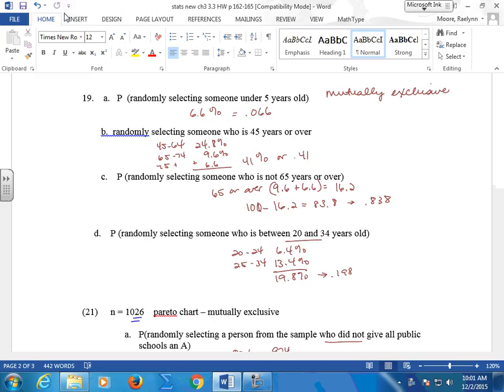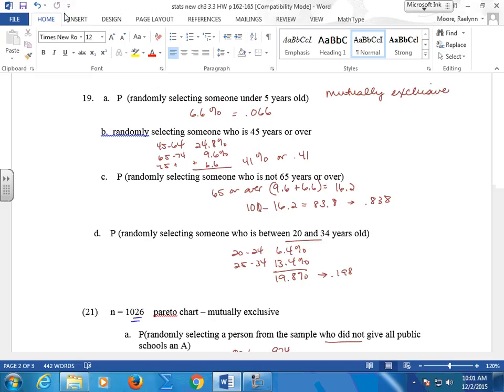It's what I'm saying. Mutually exclusive meaning if you're in the 5 and younger, you can't be in the 5 to 14. Under 5, you can't be in the 5 to 14. If you're older, wherever they fall, everything was mutually exclusive. So under 5 years old, you just go to that segment and 6.6%.